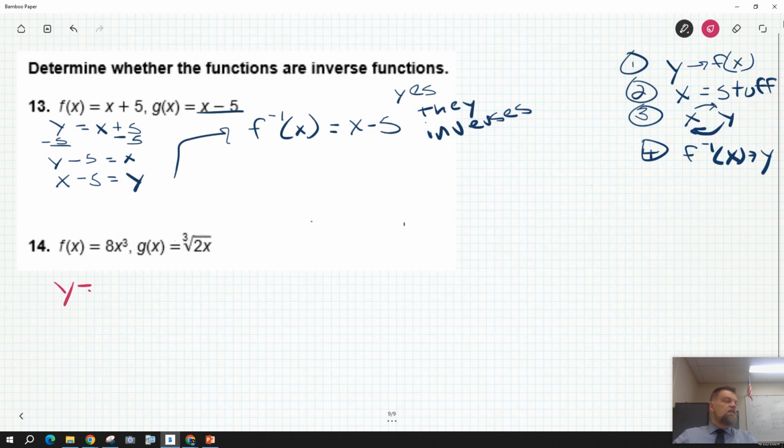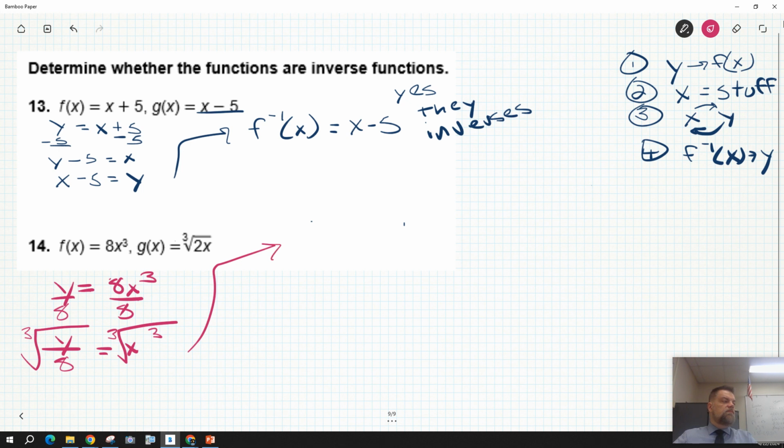I'm going to start with y. Solve for x, I'm going to divide by 8. I get y divided by 8 equals x cubed. Take the cube root. The cube root, remember that 8 is 2 cubed.